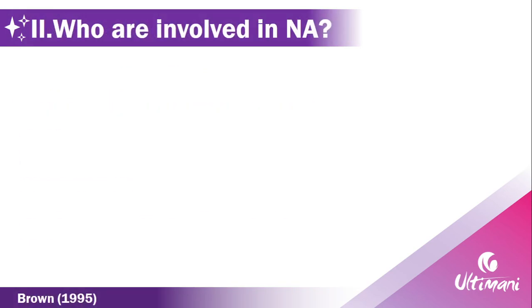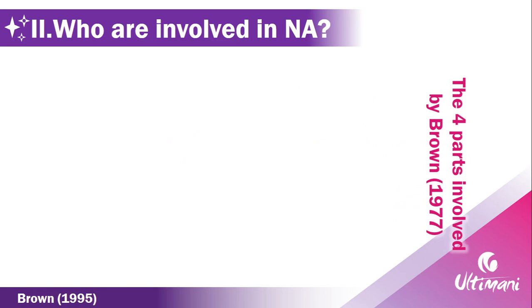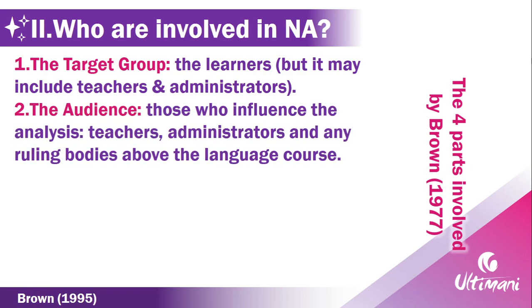Who is involved in the needs analysis? There are 4 parts according to Brown 1977. The first part is the target group, which is usually just the learners, but it may also include teachers and administrators. The second part is the audience, and they are those who influence the analysis like teachers, administrators, and any ruling bodies above the language course, and they are usually from the system.